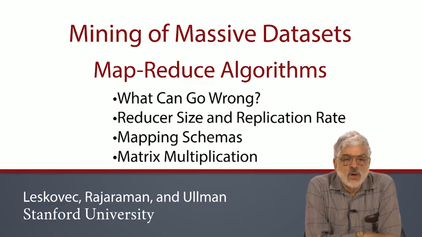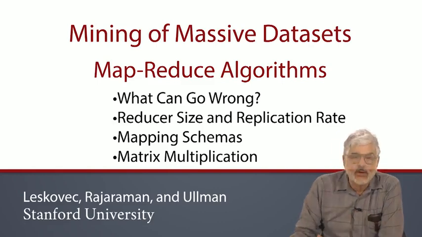I will then introduce what I think are the two key parameters of a MapReduce algorithm called reducer size and replication rate. There is an interesting trade-off between them, and good design is often a matter of picking the right point for the trade-off. We'll introduce mapping schemas as a way to define problems and get lower bounds on the reducer size as a function of replication rate.